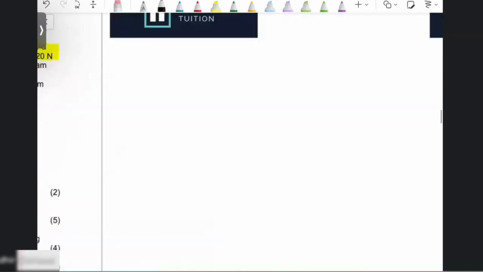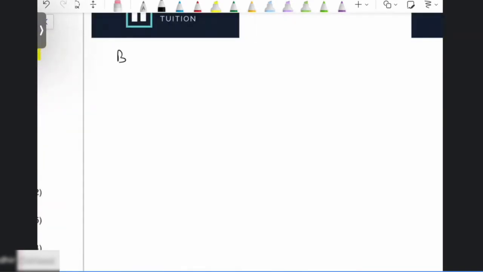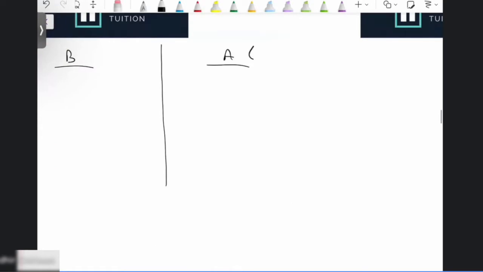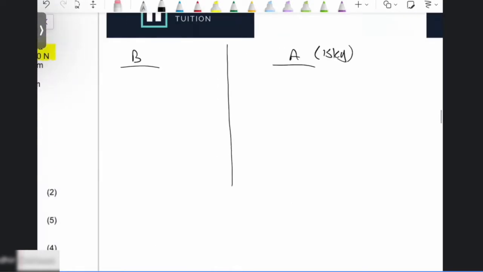Okay, so I'm going to draw it here. Block B, block A. So block B, we don't know the mass. We know this one is 15. So this is the 15 kilogram. Okay, so what we should know from this is block B is just being pulled along with block A. So that's just a tension, and there's going to be a frictional force acting backwards. Here, it's going to have a normal force up and a gravitational force down.